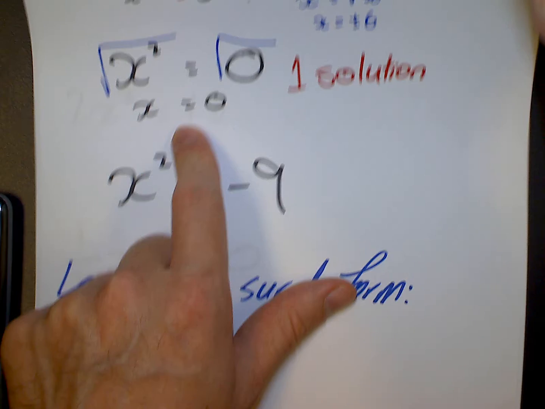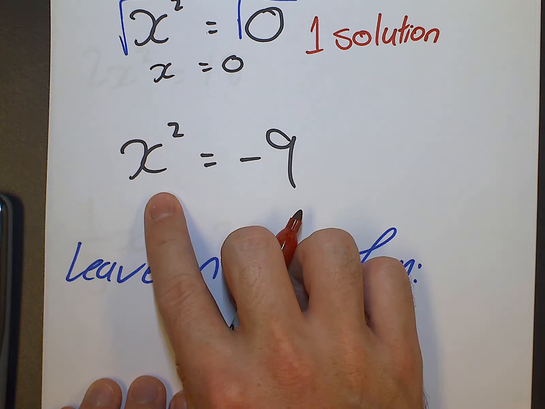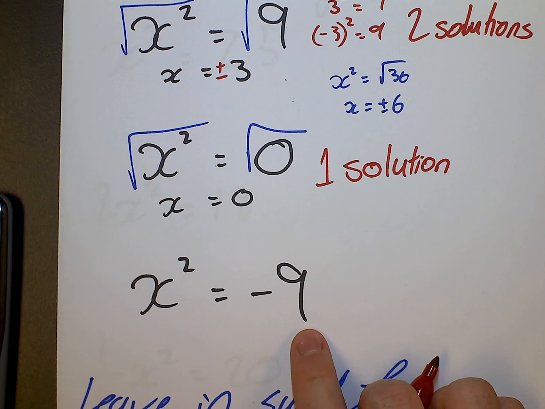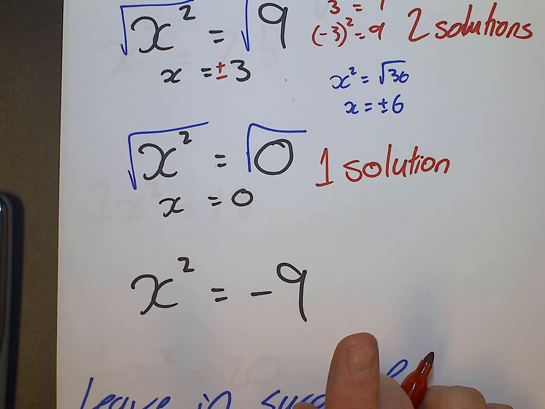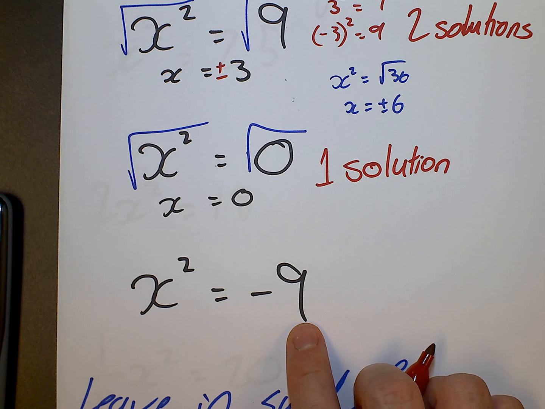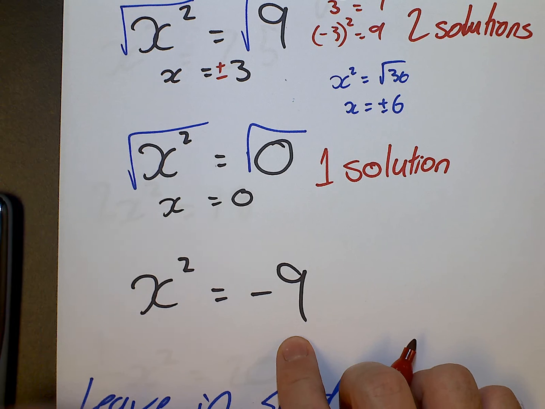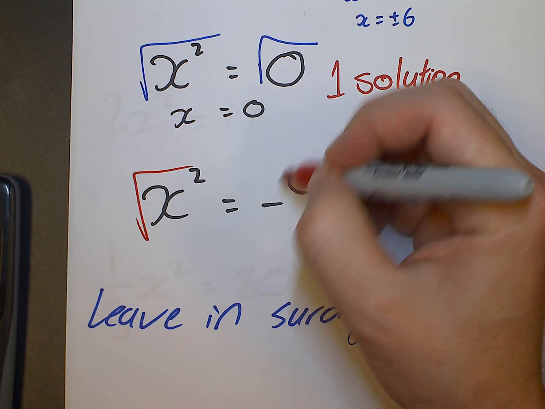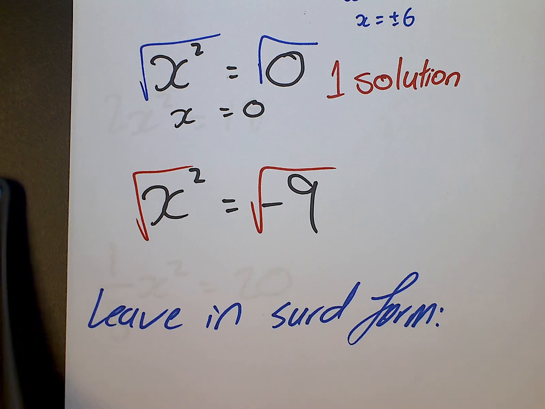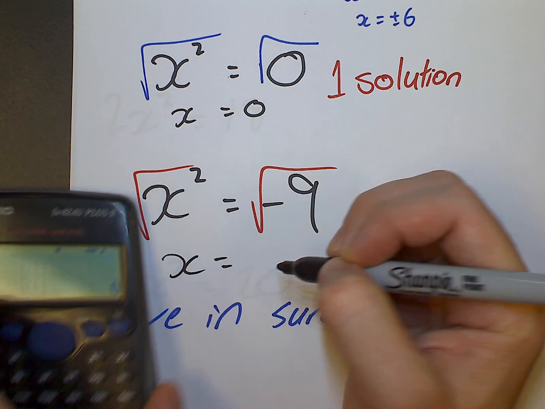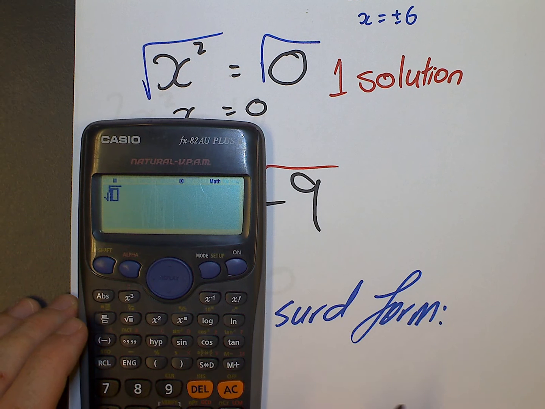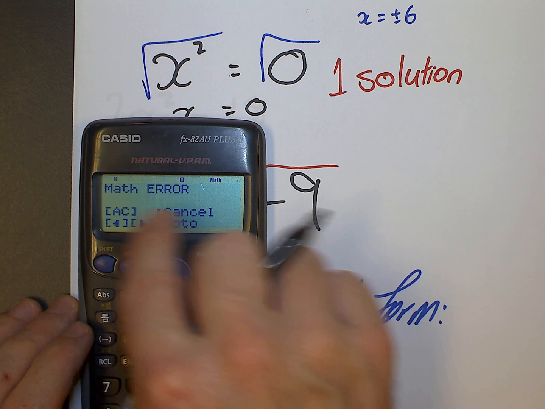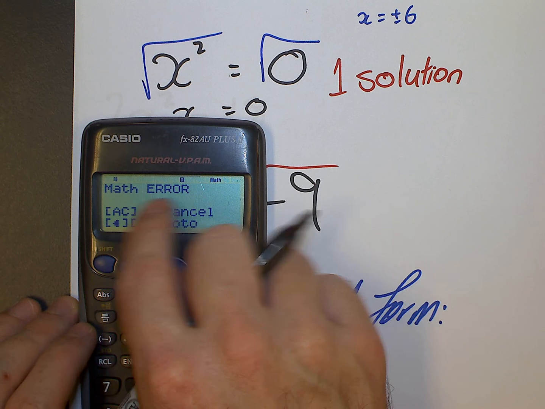Now the last one we're going to look at is x squared equals negative 9. So I've got 9 up here and negative 9 down here. Now with the square root of negative 9, you cannot square root a negative number. It has no solution. If I was to square root both sides, and I'm going to put that in my calculator, let's say x equals the square root of negative 9. Let's see what happens. Maths error. It cannot be done. There is no solution for this.